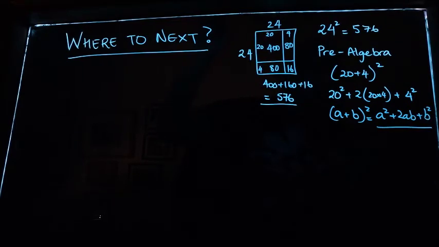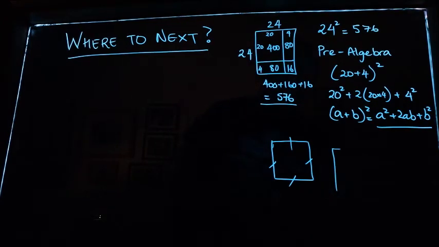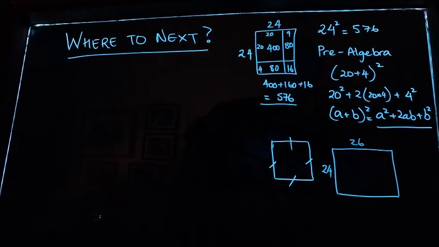So there's one aspect of what we can do. Other things, we were talking about squares. We started off with everything being the same length. Now what happens if, say, this side is 24 and this side is 26? Well, we can start to think about this in the same sort of way, same sort of method.